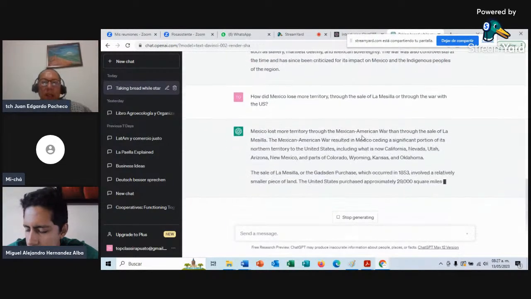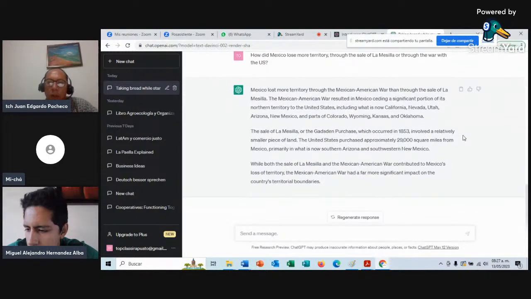Most territory through the Mexican-American War. This is the answer that I was looking for, than through the sale of La Mesilla. Okay, who can read this, please? Me? Yes, please. Mexico lost more territory through the Mexican-American War than through the sale of La Mesilla. The Mexican-American War resulted in Mexico ceding a significant portion of its northern territory to the United States, including what is now California, Nevada, Utah, Arizona, New Mexico, and parts of Colorado, Wyoming, Kansas, and Oklahoma.